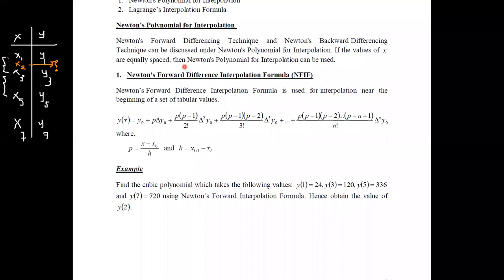We can say this as a single term. Here delta y naught is the first difference we are taking for y naught, and delta squared y naught is the second difference we are considering for y naught. Likewise, if you are having n number of differencing, the forward interpolation formula can be written in this form.